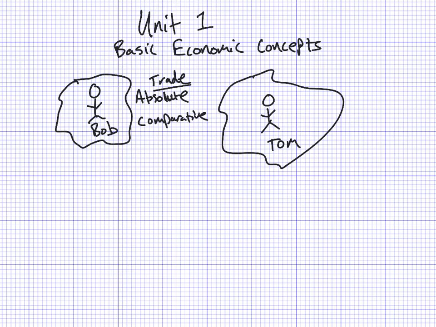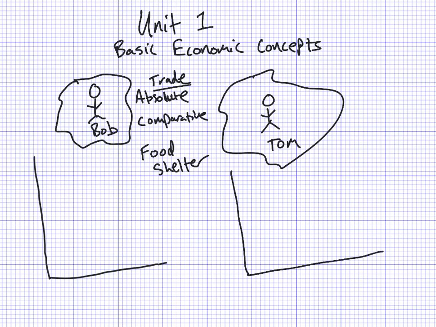So let's use this example that we have been using of food and shelter. And let's assume that they could trade food and they could trade shelter. So we'll use Bob as our example. And for Bob, we're going to make a production possibilities frontier for him. And for Tom, we'll make a production possibilities frontier for him. And we'll compare these two things of food and shelter, and food and shelter.